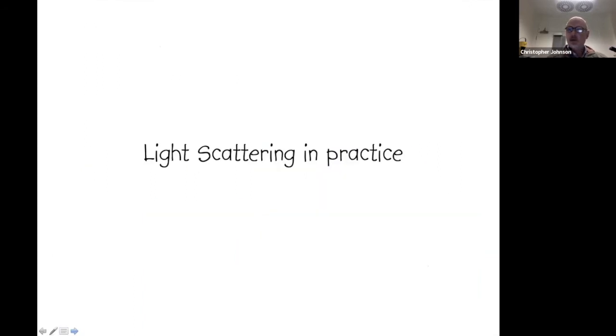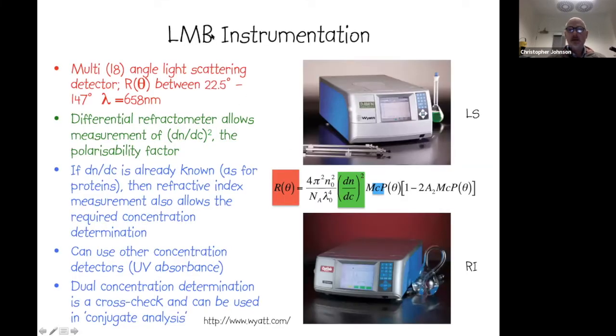So light scattering in practice then, how do we actually use it and measure it and analyze the data we get? So within the LMB, I've mentioned already, we're using this wire instrumentation to measure light scattering. We have a multi-angle light scattering detector, which has 18 angles in it, and these are arrayed between 22 and 150 or so degrees of angle, and the wavelength is 658. Using this detector, we can measure the intensity of scattered light.